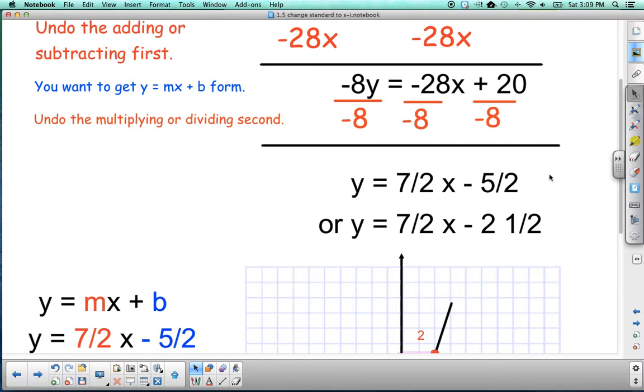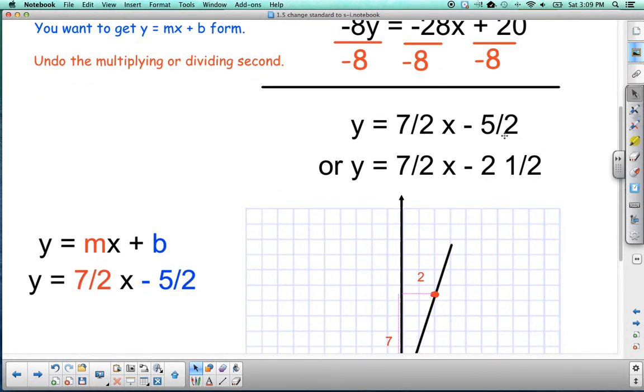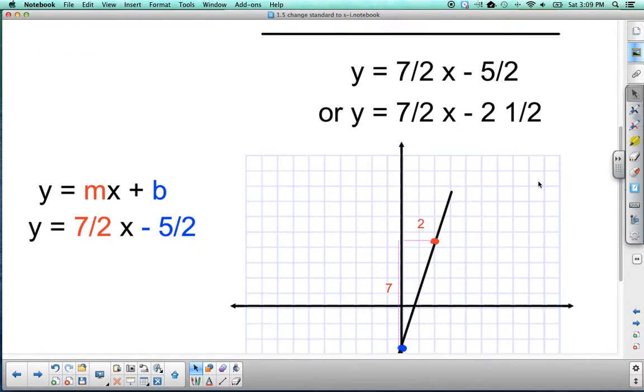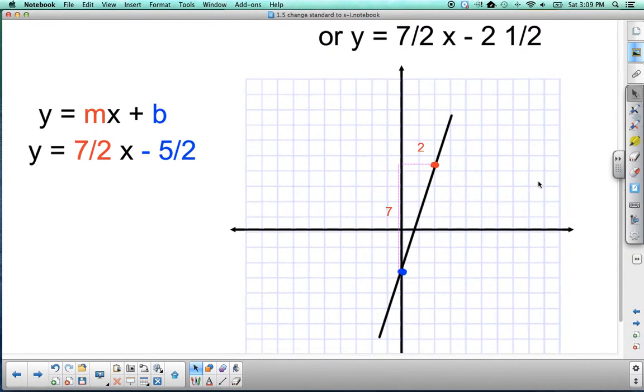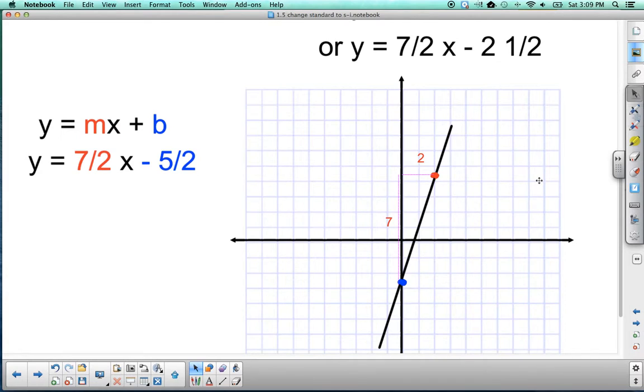Now, if you're not very comfortable with trying to graph it because our y-intercept is a mixed number, it might be easier for you to think about it as negative 2 and 1/2. Again, I've shown you the graph. It's much easier to graph it in this form than in the standard form. It crosses the y-axis at negative 5 halves, which is equivalent to negative 2 1/2.